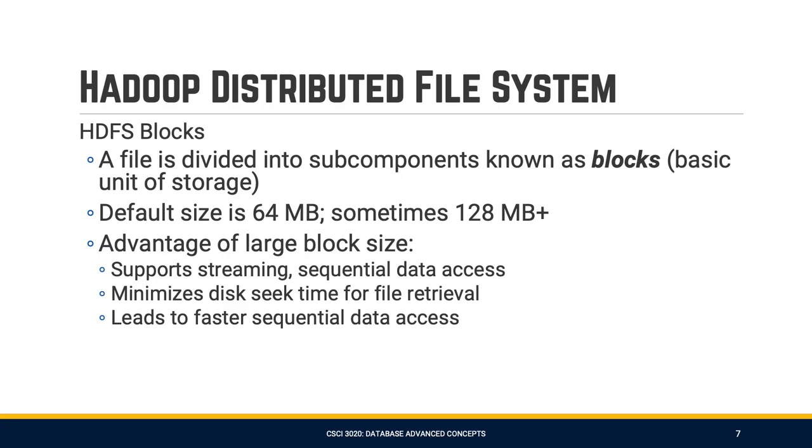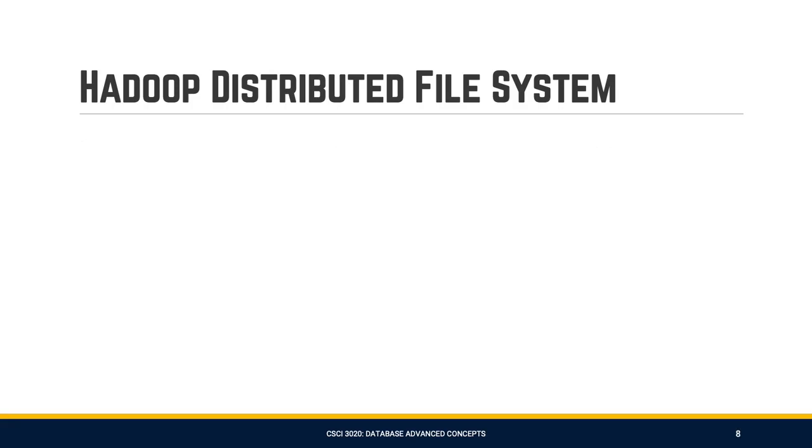Because it supports streaming, you can get a lot more information in one read than you could in a traditional file system. But one point: Hadoop is very bad for random access. If you have a disk that is fragmented, then Hadoop is not a good choice because of the way it's designed. It's not designed for small data, it's designed for big data.